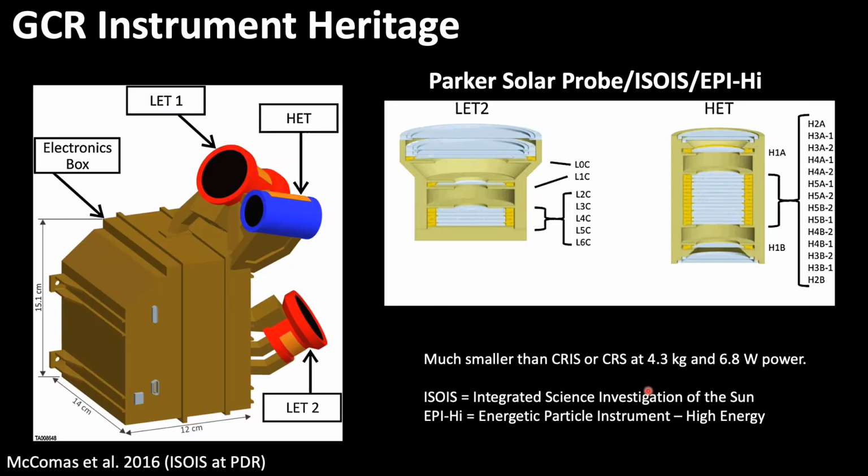And here, just quickly showing the Parker Solar Probe IS⊙IS suite EPI-Hi instrument, which is an instrument that measures cosmic ray energies. It doesn't have the isotopic resolution that CRS does, but it is also at a much smaller footprint, with a little over 4 kilograms and less than 7 watts of power.